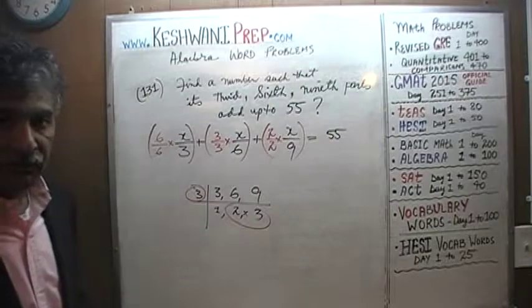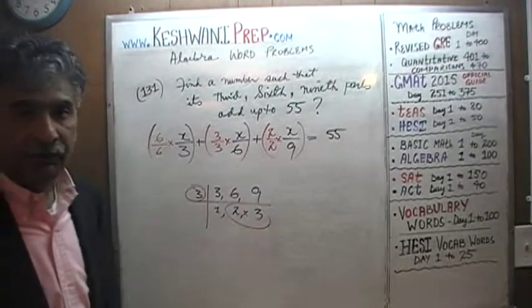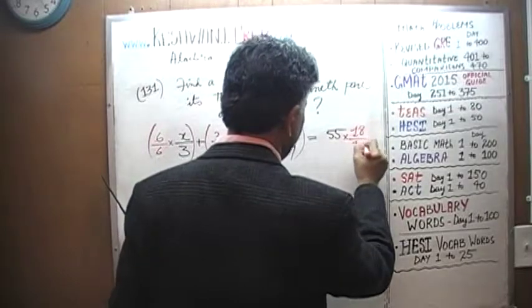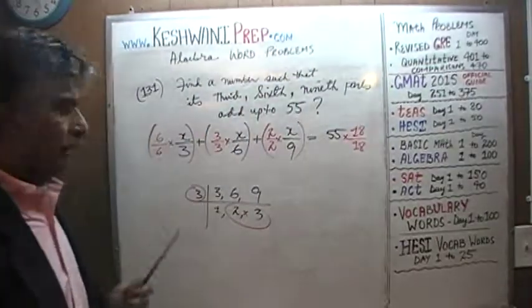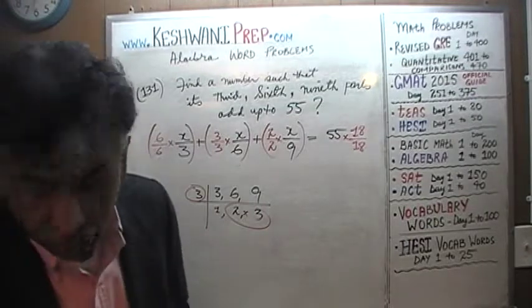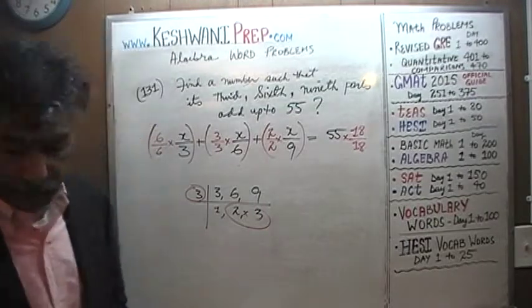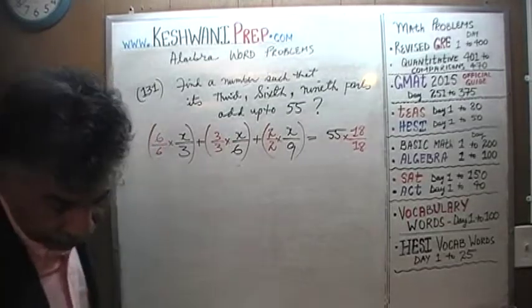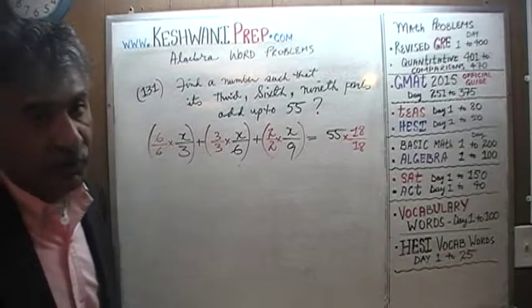Everything has a denominator of 18. We need a denominator of 18 there as well. So let's do that. Multiply top and bottom by 18. Now, everything has a denominator of 18, which means we can ignore the bloody thing, which is precisely what we're going to do. We can ignore the denominator because it ceases to play any role.